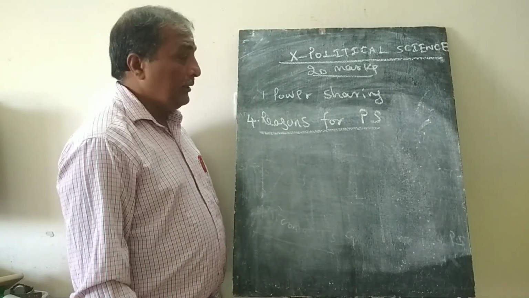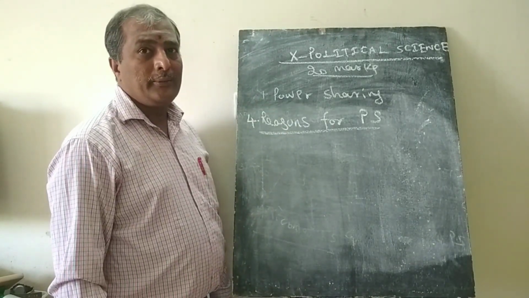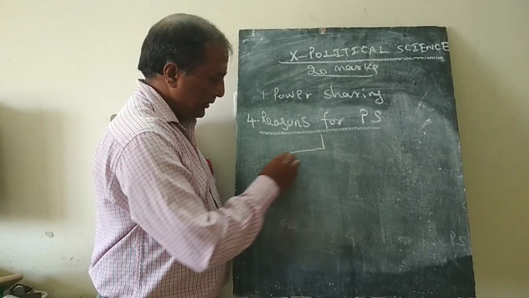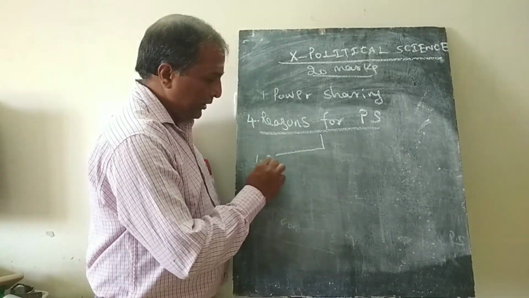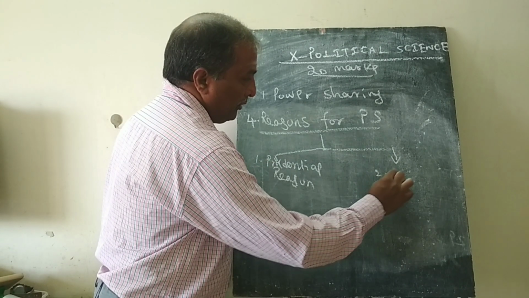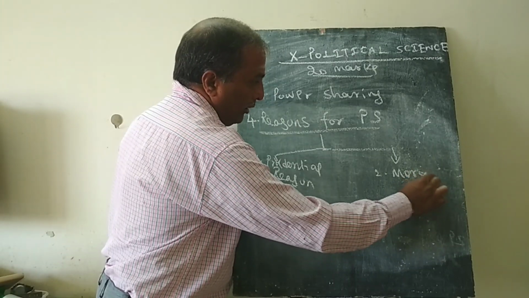What is moral reason? Democracy means sharing of power. If there is a democracy, the power must be shared. One authority cannot dominate the other. So the basic spirit of democracy is power sharing, to maintain the spirit of democracy.